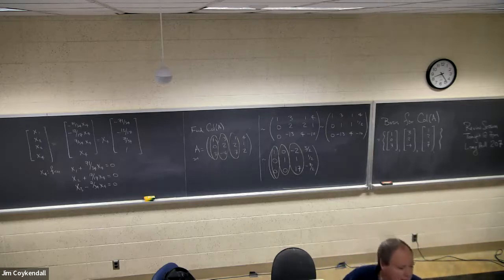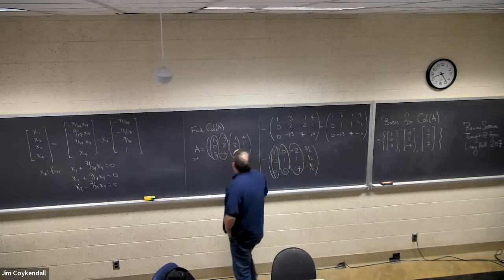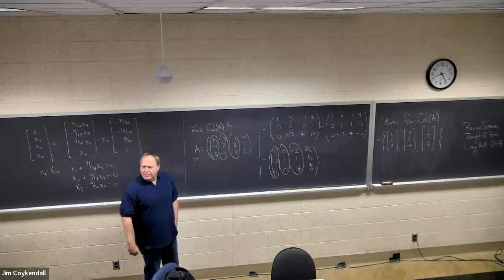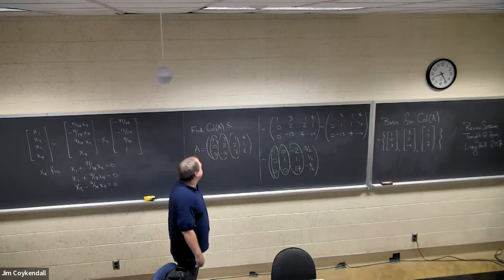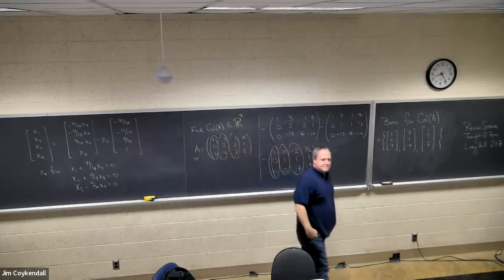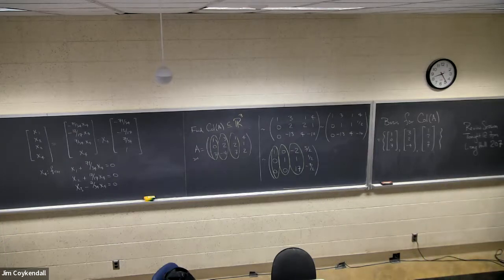By the way, can somebody give me a different basis for the column space now that you know this information? The null space is in R4. What's the column space contained in? Everybody agree? In fact, the column space in this case is all of R3. Everybody agree with that?